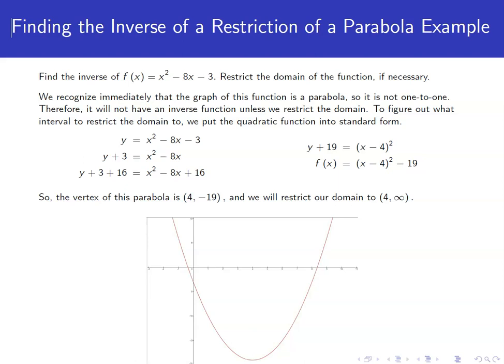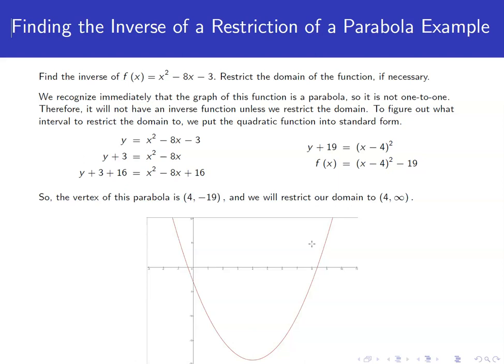Well, certainly, we notice right away we are going to have to restrict the domain, because the graph of any parabola is never one-to-one, right? It either opens up, like the graph that we see here at the bottom of the screen, or it opens down. In either case, it can be a function, but it can't be a one-to-one function. It cannot pass the horizontal line test. So, in order to make the inverse a function, we're going to have to restrict the domain.